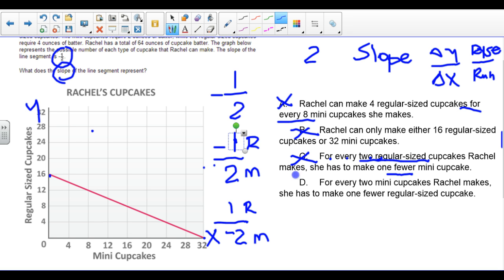Now our only choice is D. For every 2 mini cupcakes, see, 2 mini cupcakes right here, Rachel has to make 1 fewer regular size cupcake. So D is the one that makes sense. Again, these questions are not that hard. It does take a lot of reading, so it's just a matter of reading and really understanding what you are reading.